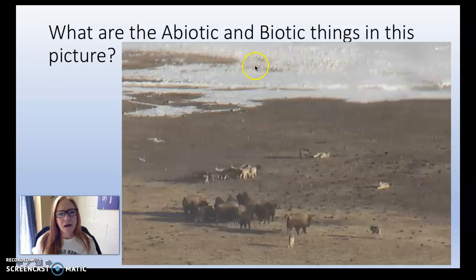What else? Oh yeah, these guys are breathing, right? So the abiotic factor here would also be the air around them. And what else? I bet it's pretty cold, seeing as how there's still snow on the ground. So that temperature right there is also an abiotic factor.